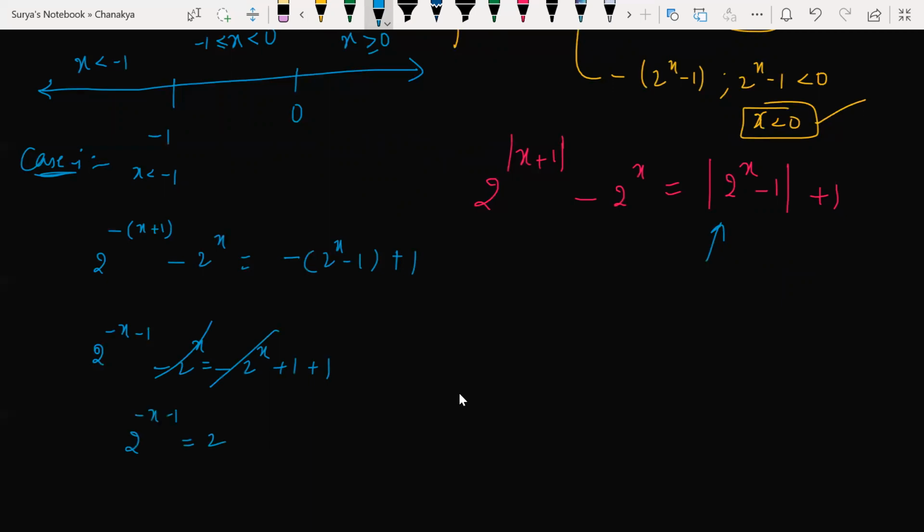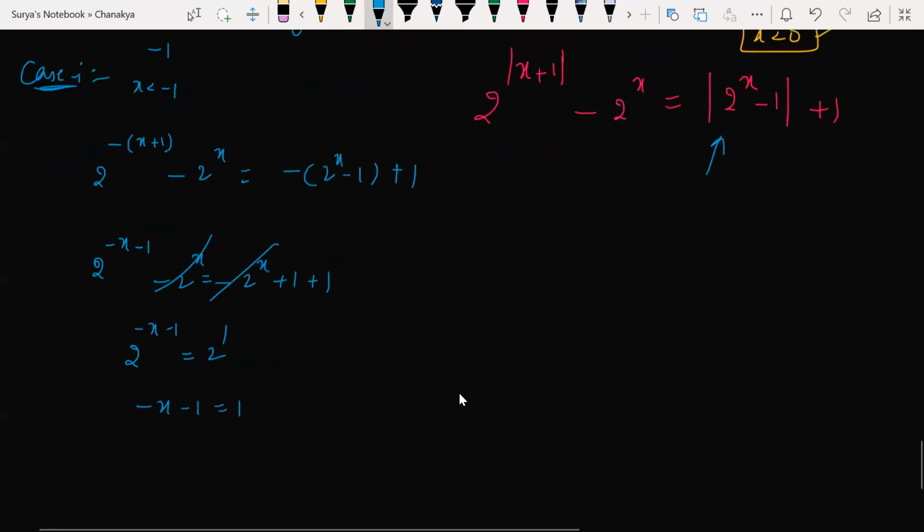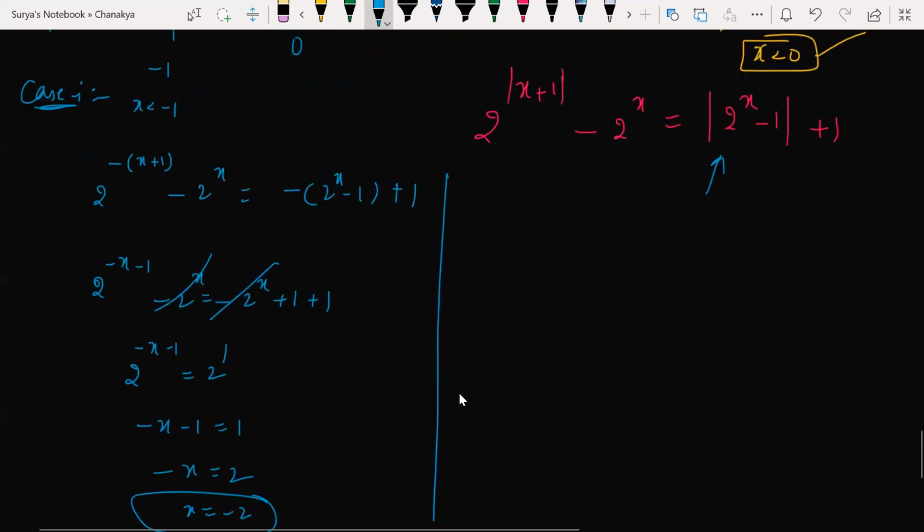Minus 1 is equal to 2 to the power of 1. So minus x minus 1 is equal to 1. Since bases are same, I can equate their powers. Minus x is equal to 2. x is equal to minus 2. You understand my point? x is equal to minus 2. Now x is equal to minus 2 satisfies this condition or not? Check. This was my inequality. All right, here it is our solution. Why? Because minus 2 is less than minus 1. So it is my solution. Cool. Hope you are getting my point.